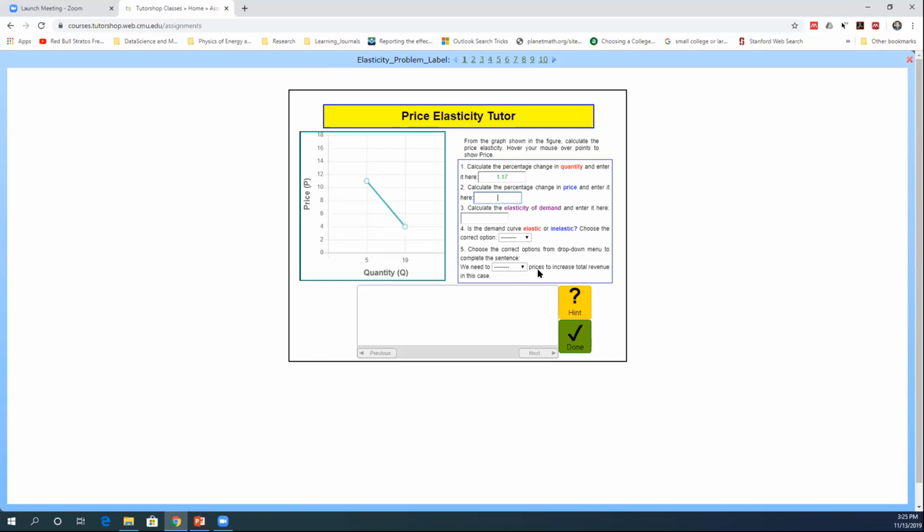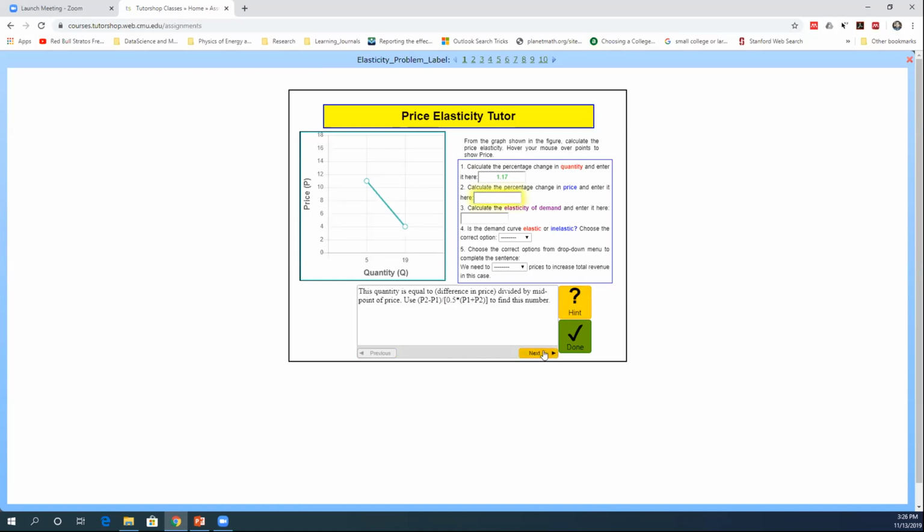All right, now this percentage change in price. Okay, percentage change in quantity. Okay, I made that mistake. Yeah, so that's 14 divided by 5 plus 19 by 2, which is 24 by 2, which is 12. So that's 14 divided by 12. That is 1.17. That is correct. So now I take a hint again.